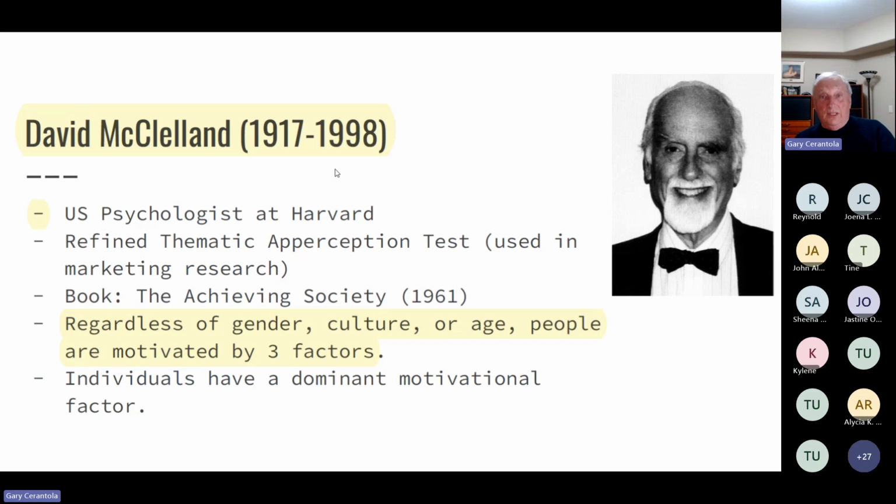And here's another one that's really important. Again, you can see the highlighting of what's going on, but it's David McClelland, and he talks about 3 factors that motivate people, and regardless of their gender or culture or age, his research showed that there are these 3 factors, and individuals have a dominant motivational factor. My dominant motivational factor has always been achievement. I always like to get my hands on some kind of work where I can produce an outcome and say, see, I did this. I feel really good about getting this done.